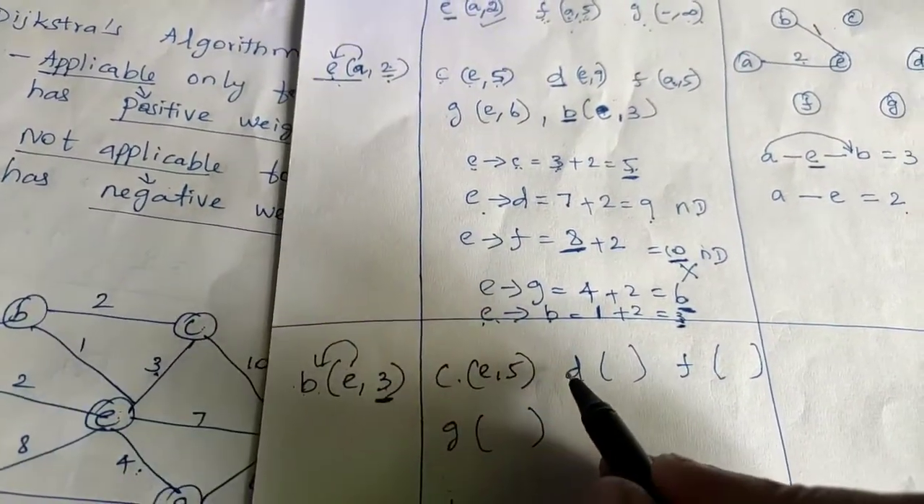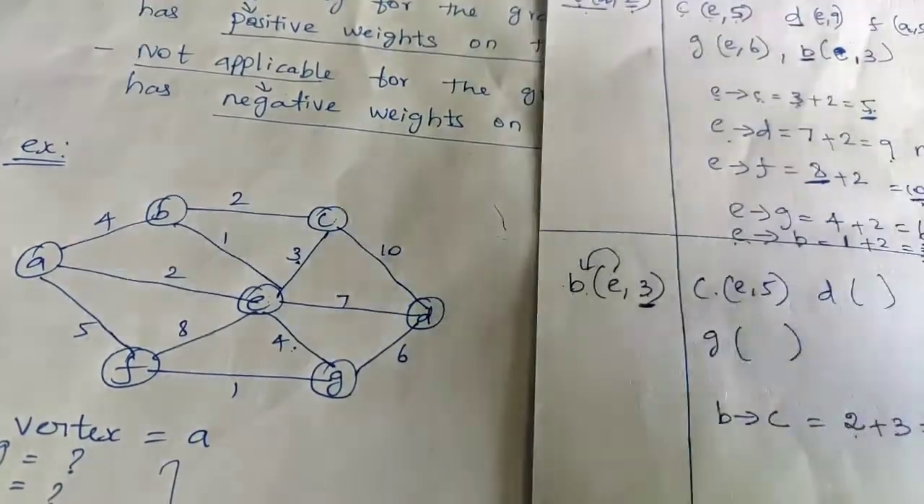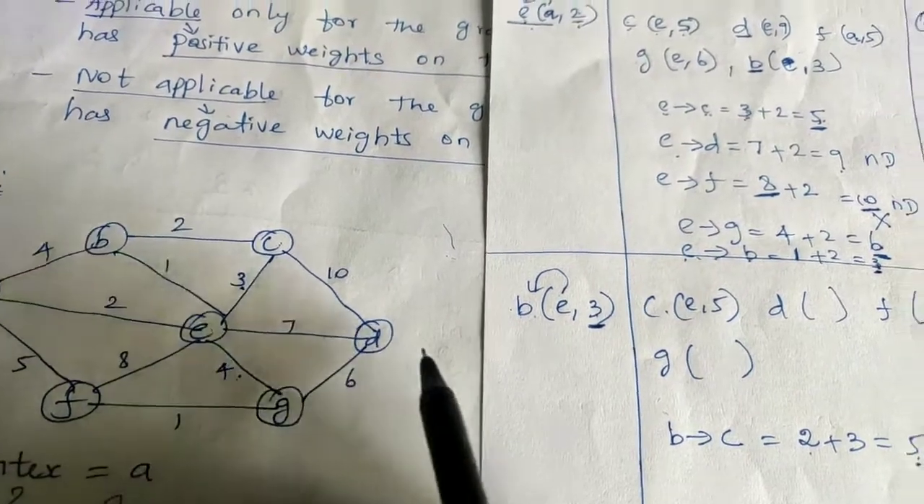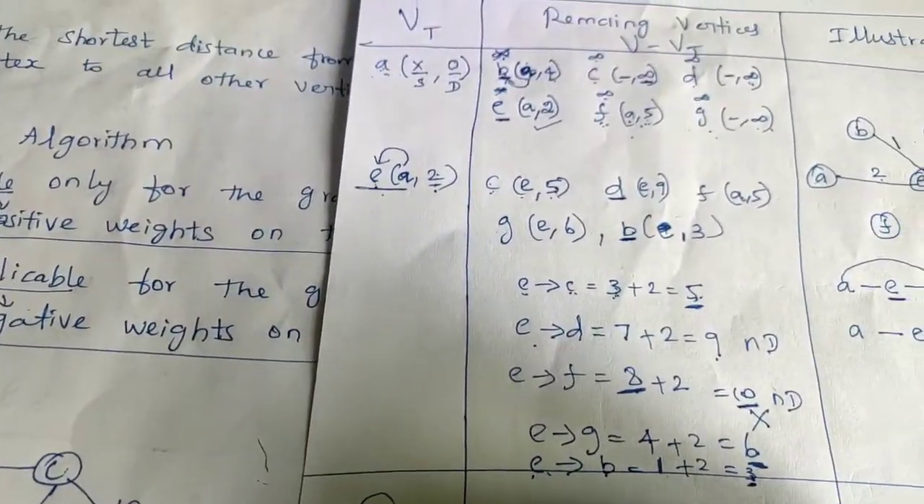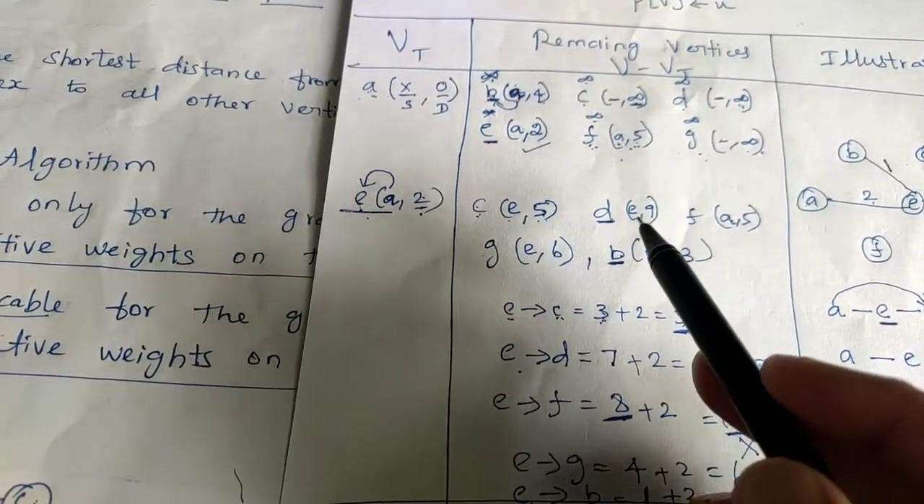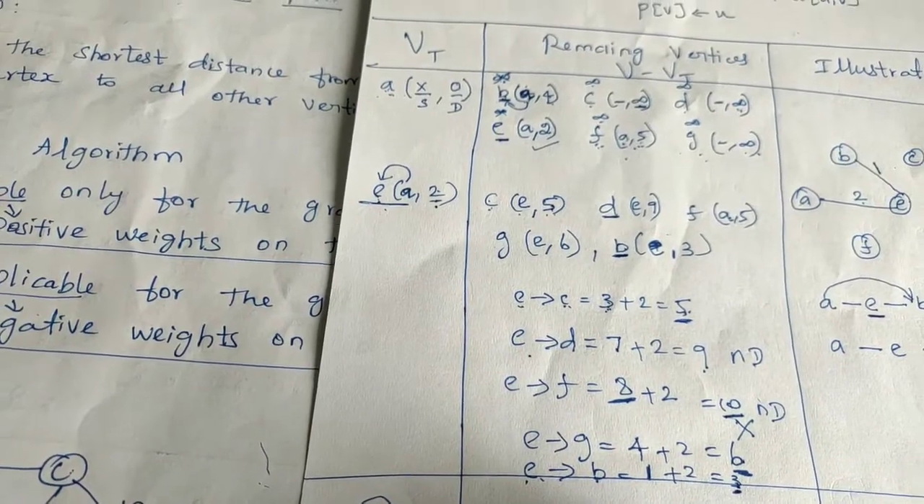B to D. Next we'll visit B to D. I don't have a distance. So if I don't have a distance, I have to write the previous distance as it is. That is, previous distance of D is E comma 9. I have written it as it is.